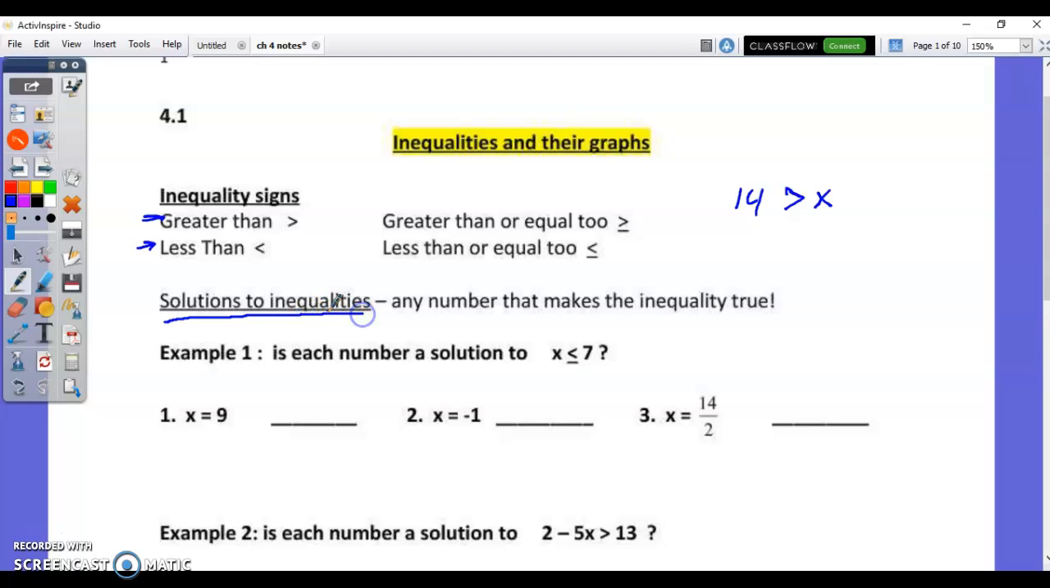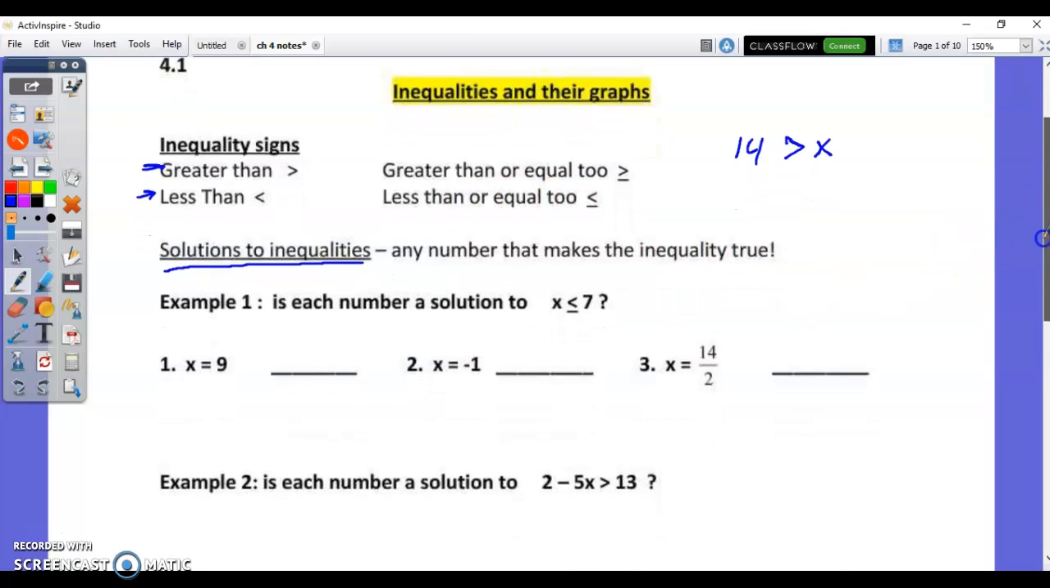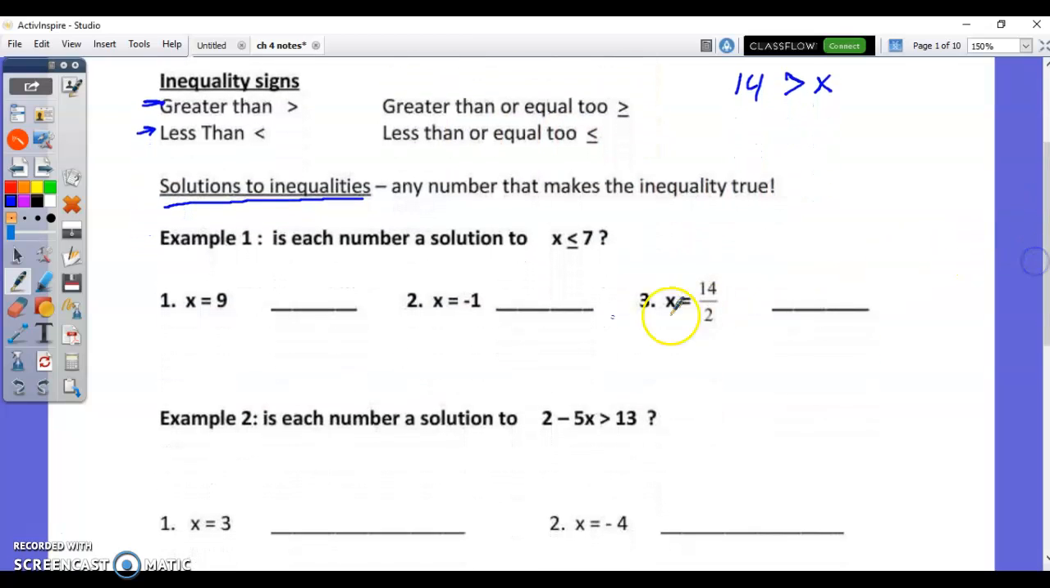One thing with inequalities is there's going to be an infinite amount of solutions that work and an infinite amount of solutions that don't work. So for this section, we're going to talk about whether it makes it true or not. So it's a lot of substitution practice. For example 1, does 9 make this inequality true? So these are basically yes or no questions.